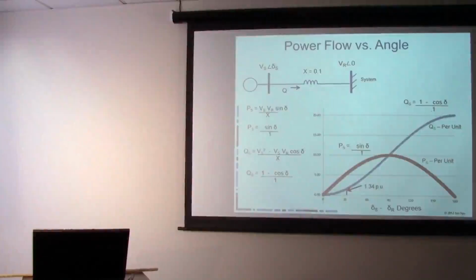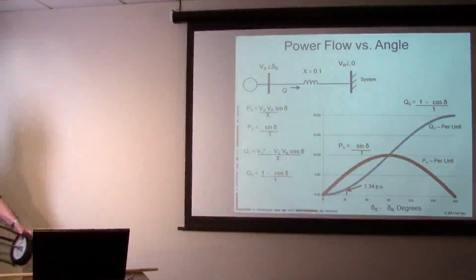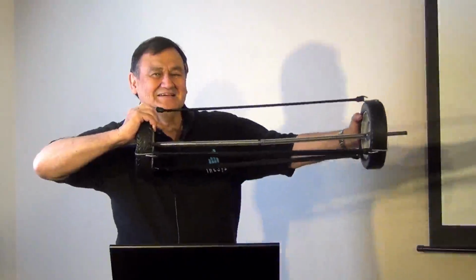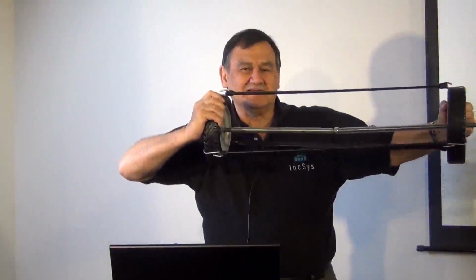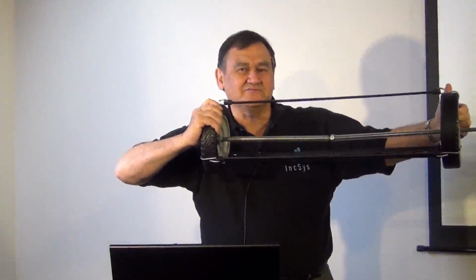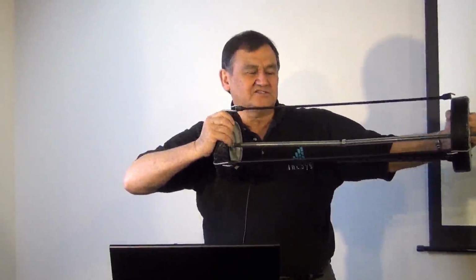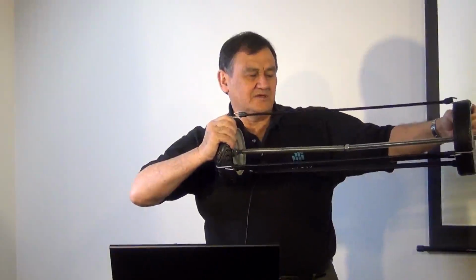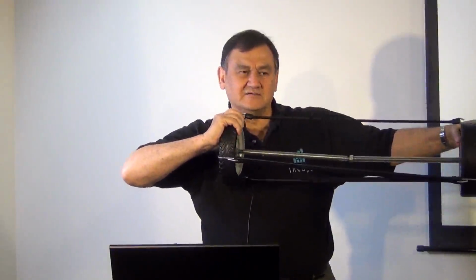Now, if you don't like the math, let me use the mechanical analogy, all right? This is the angle at the sending end. This is the angle at the receiving end. This distance in the middle is the voltage magnitude across the line.